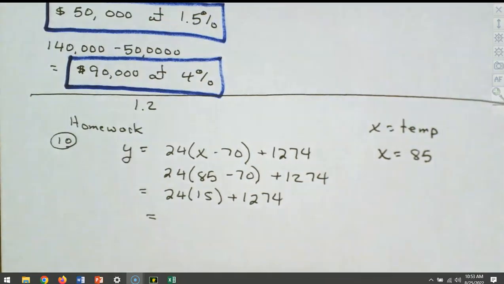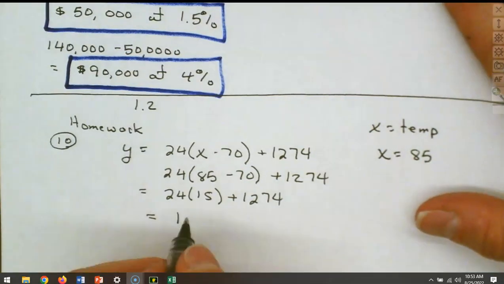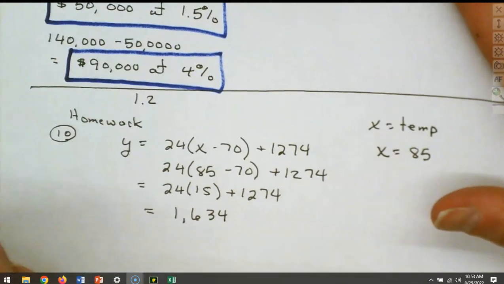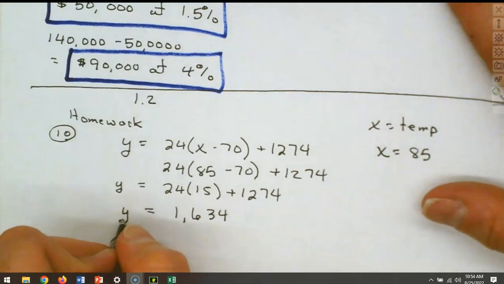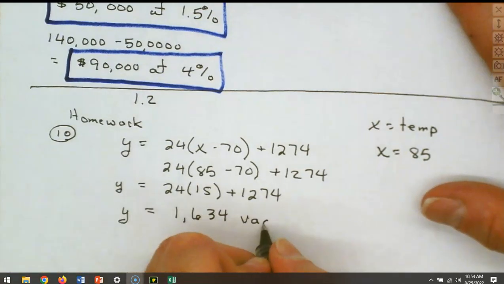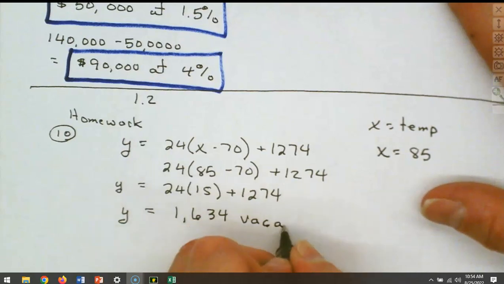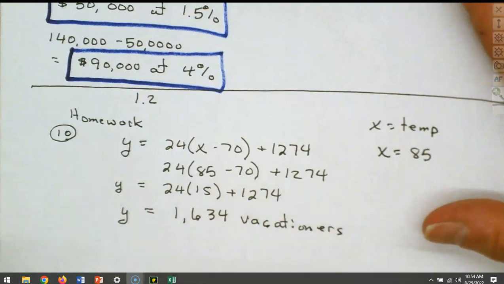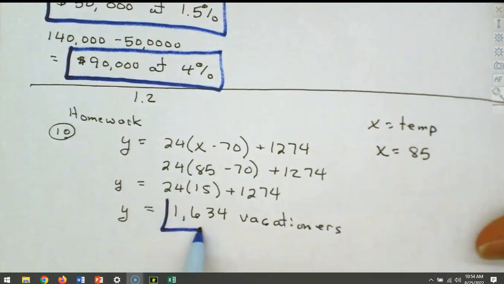I think you kind of know what to do. You just multiply it out, add them together, and that gives you 1,634. And this is going to be vacationers, because this is Y, right? All of these are Y here. And Y is vacationers. So that's what we're wanting to do. So Y is going to be the number of vacationers. And that's what we found. And that answers the question.